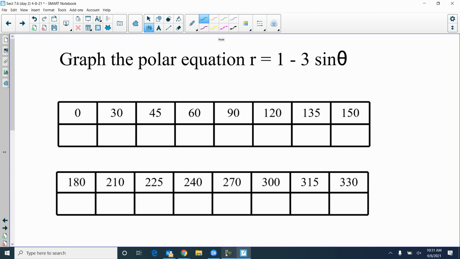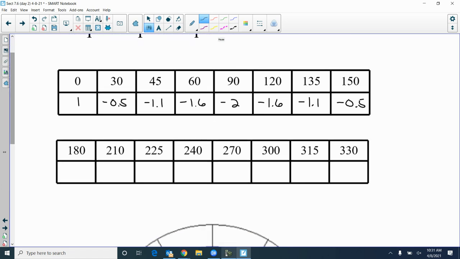All right, Aaron, you got them? Yeah. All right, what do you got for 0 degrees? 0 degrees is 1. Okay. Negative 1/2. Negative 1.1. Okay. Negative 1.6. Okay. Negative 2. All right. Negative 1.6. Negative 1.1. Negative 1/2. And then go ahead and put in 180 as well. 1. All right, make sure you got those.